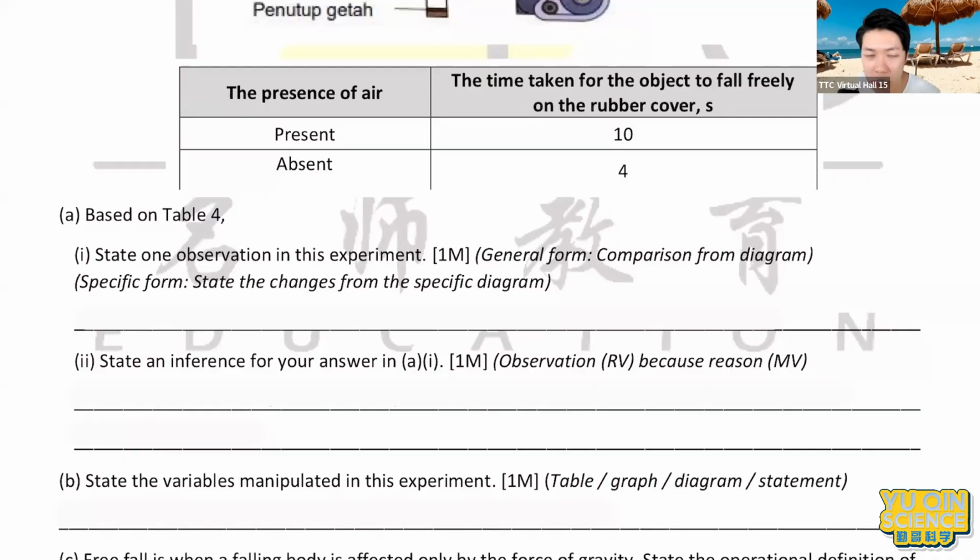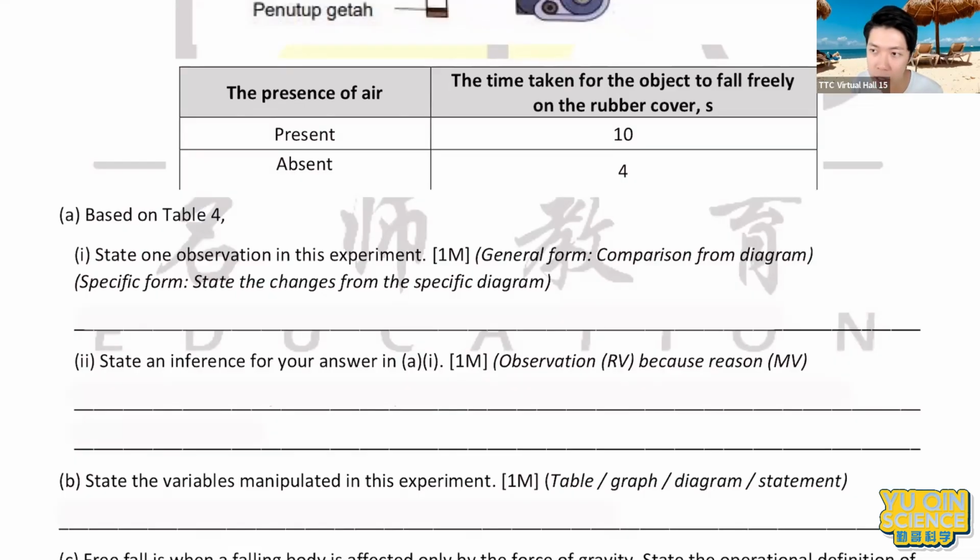Okay. Shang-Chi, this answer is like a hypothesis answer. We don't do it like that. You want to compare. The time taken for the object is longer than, like that. Okay. When air is absent, the time taken to fall is faster than when air is present.